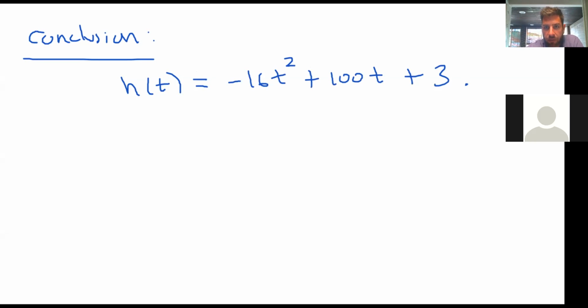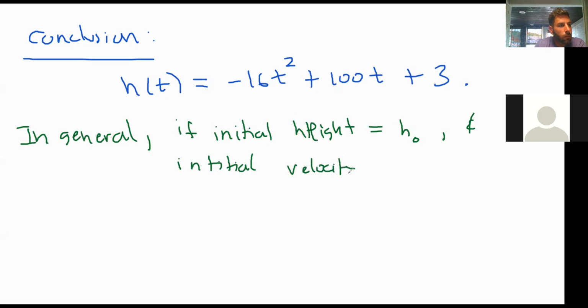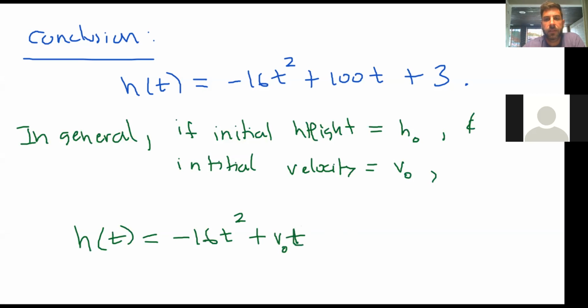I could repeat all this in general, and so it might be worth our while to do that right now. So in general, if initial height equals, we usually use this subscript, h naught, and initial velocity we'll denote v naught, then the height at any given time is negative 16t squared plus v sub 0 times t plus h naught. That's a t, not a plus. Let me fix that. These plus signs and t's, I'm confusing you guys. I feel bad.